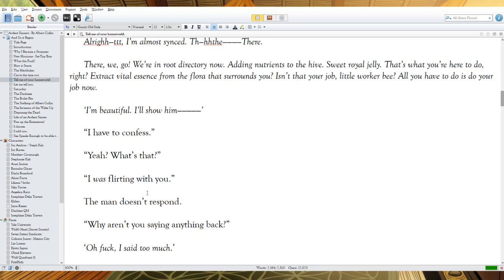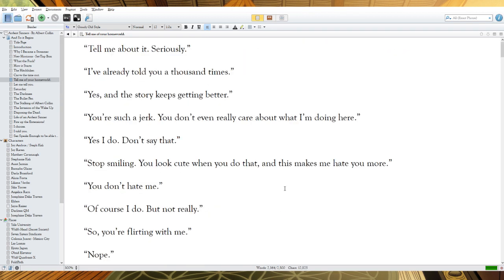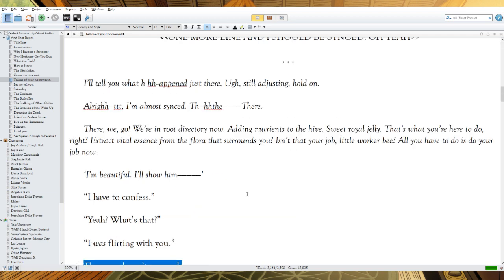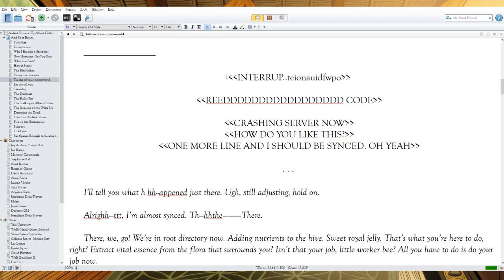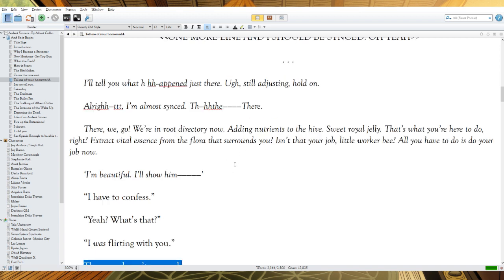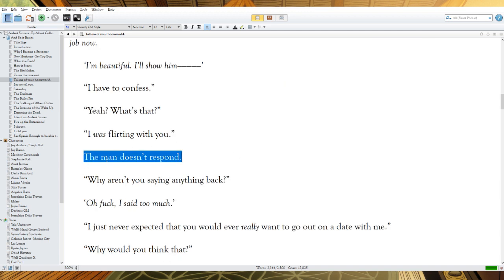The man doesn't respond. So here's the first reveal. I think that's nice. I'm liking this. I'm liking that the reveal comes later because it builds suspense. We don't even know what's going on here. We're finally being introduced all the way down here after there was a sync issue, some interrupting, crashing server. There's no root directory. There's some hacking going on here. And finally, the man doesn't respond.